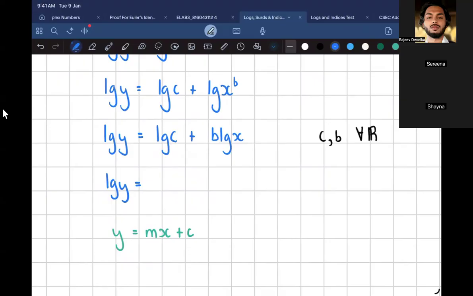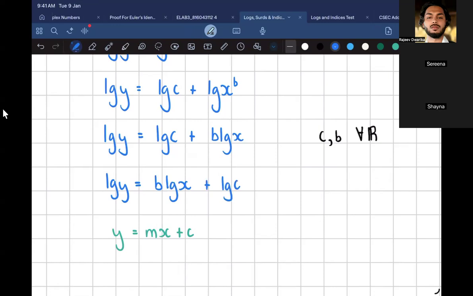What do you think I should write next? So tell me, Shina, if you want to put this in this form, we have m, which is a number, times an unknown, plus a constant. So look at what you have in this line. We're nearly there. We already got rid of the powers, so we just need to put it in the correct order. I know you can do it, Shina. So b log x plus log c. Great.